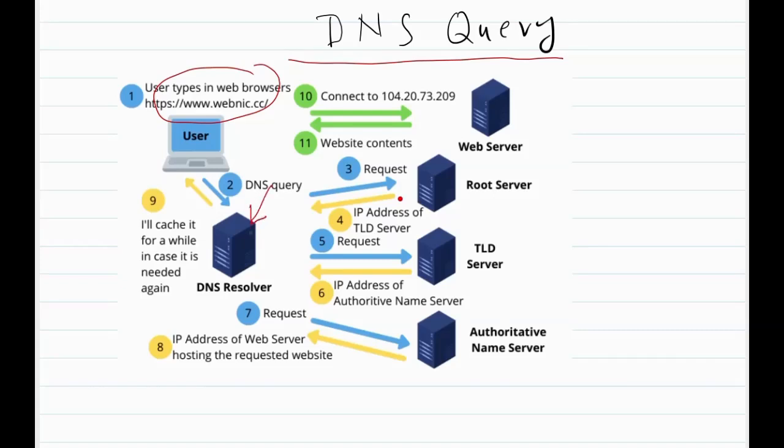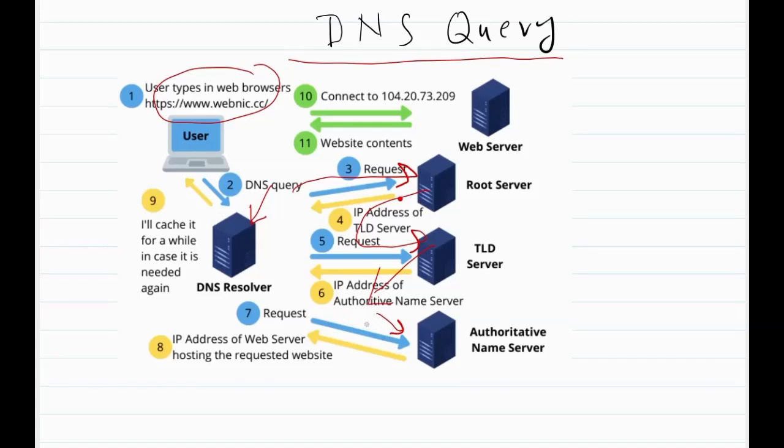It is sent to the DNS resolver. If the DNS resolver doesn't have any information about web.nic.ccc, then it's sent to the root server. The root server has the addresses of all the other TLD servers, the top level domain servers, where the addresses of the websites and IP addresses are stored. It is then sent to the TLD server, which responds with the authoritative server, which has information about the particular domain or website.